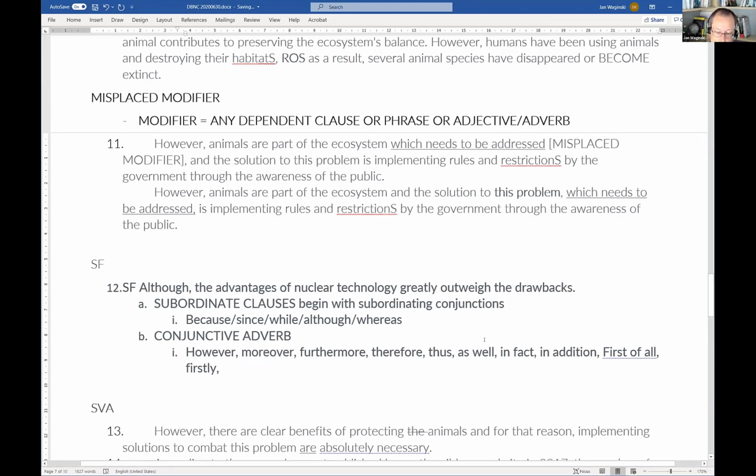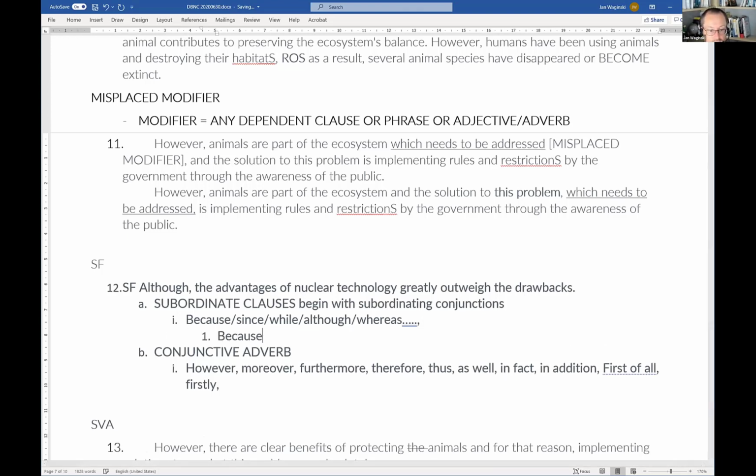These, however, you put the rest of the clause in there, followed by a comma. So, because it was too hot today, we stayed indoors. You'll never put a comma after the subordinate conjunction. Don't put the comma here. The comma goes here at the end of the clause. Always, always, always.